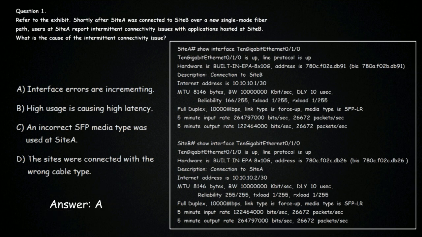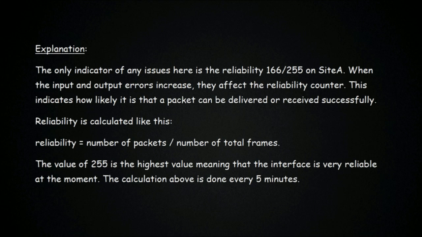Correct answer is A. Interface errors are incrementing. The only indicator of any issues here is the reliability 166/255 on Site A. When the input and output errors increase, they affect the reliability counter. This indicates how likely it is that a packet can be delivered or received successfully.